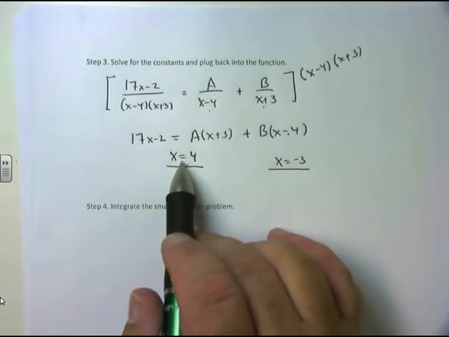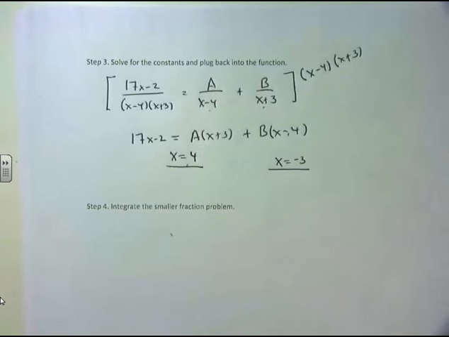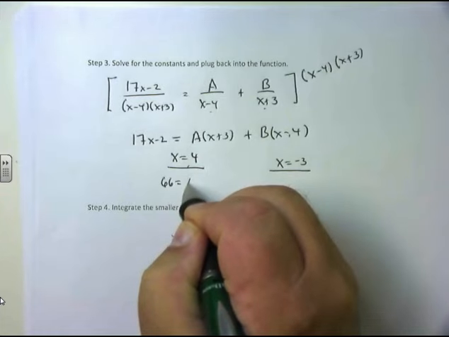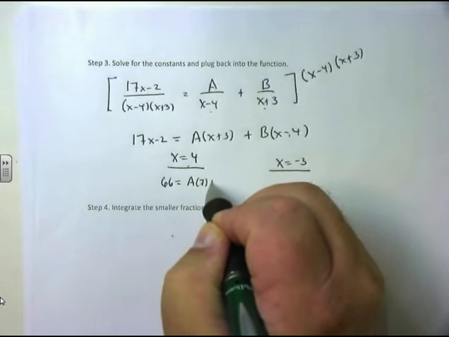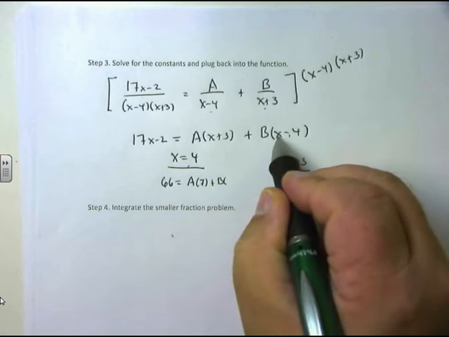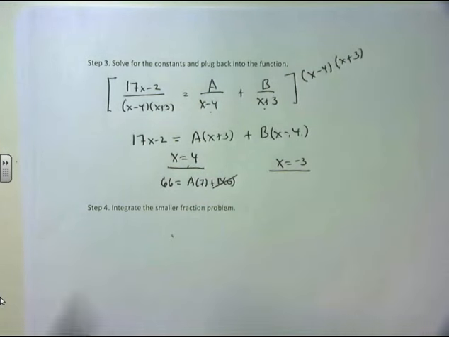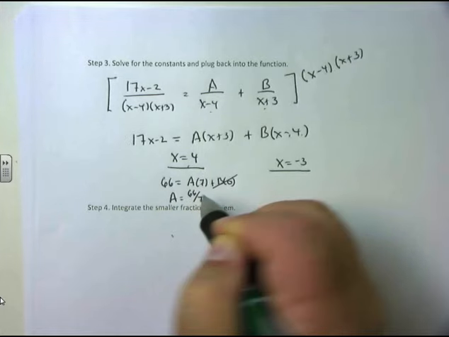But when you have x equals 4, plug it into the entire equation. So this is going to be 17 times 4 minus 2, and 17 times 4 minus 2 is 66, equals A times (4 + 3), which is 7, plus B times (4 - 4), which is 0, which eliminates that term. It makes it easy to solve for A. So A is equal to 66 divided by 7.